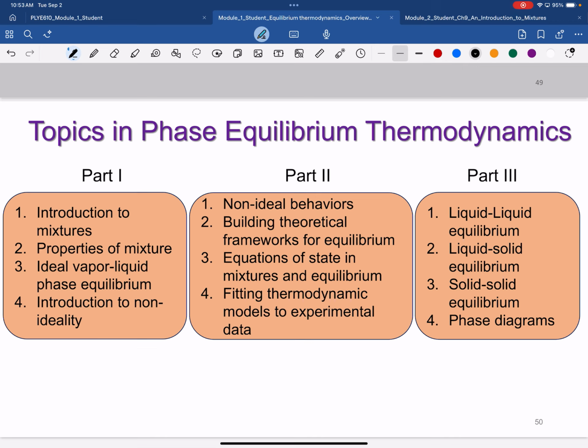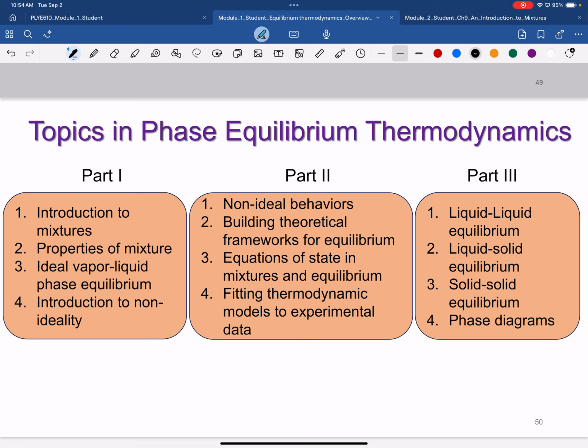In part 2, we are going to focus on non-ideal systems. Those are the real cases that we see a lot in the lab and in industry. We need to understand the physics behind them, how we can build theoretical frameworks, and use equations of state to calculate these phase equilibrium properties.